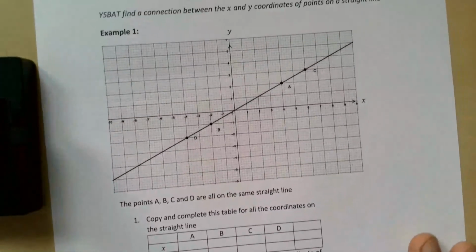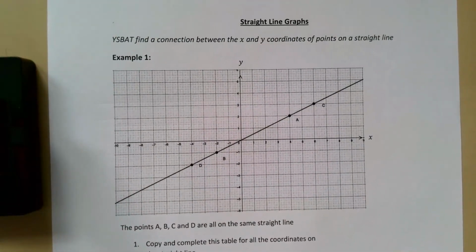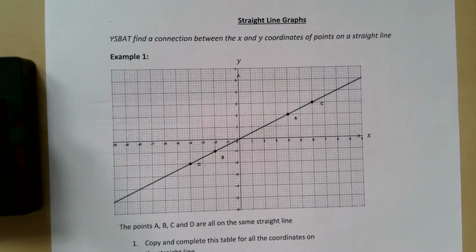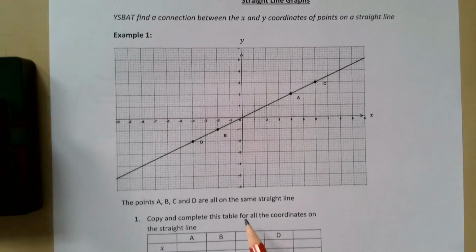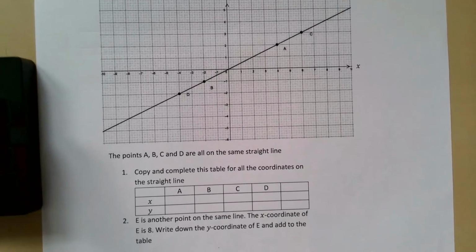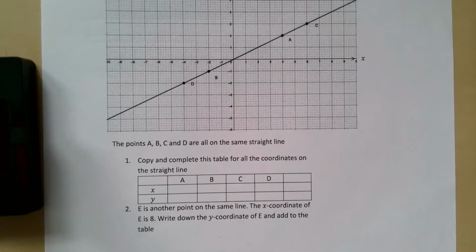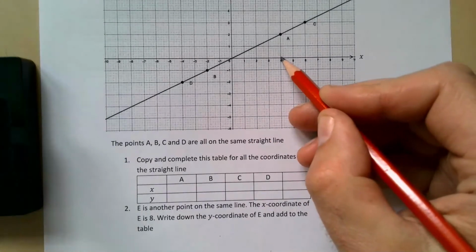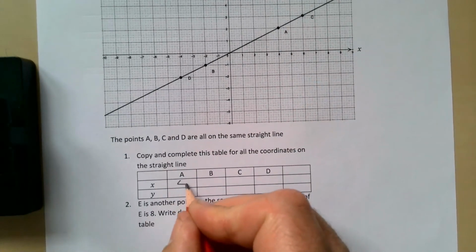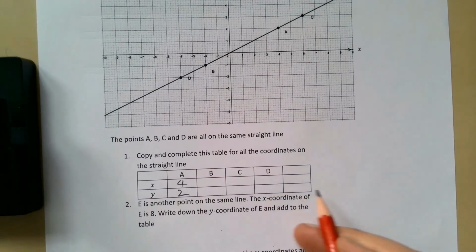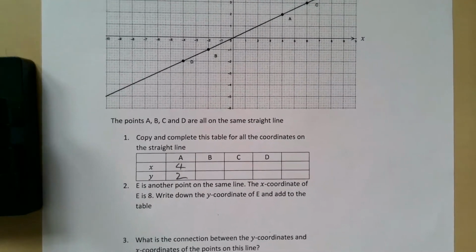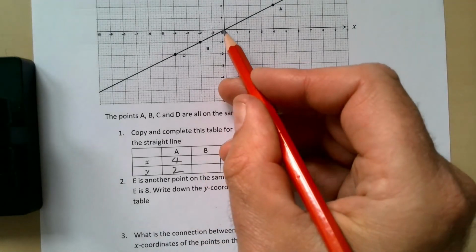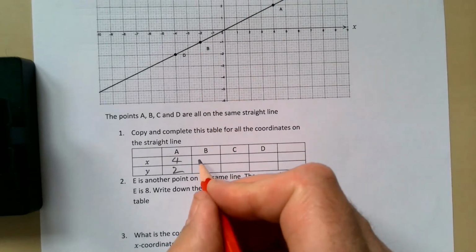Okay, we're going to move on to straight line graphs, and then we're done. So you should be able to find a connection between x and y coordinates of the points in a straight line graph. Copy and complete this table for all the coordinates on the straight line graph. So the point A is here, the x coordinate is 4 and the y coordinate is 2. You see coordinates written like this in the table all the time, and again you'll be coming across that in years to come. For coordinate B, minus 2, minus 1.